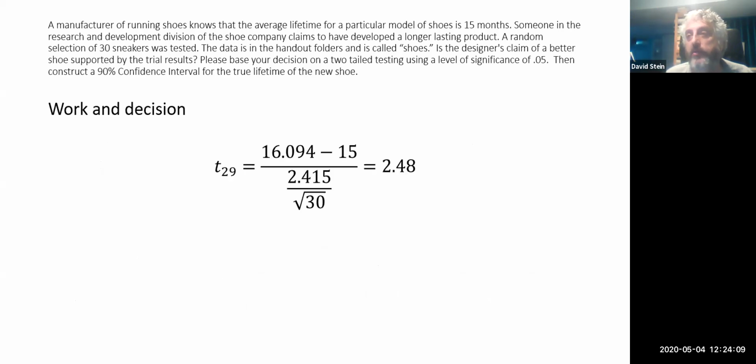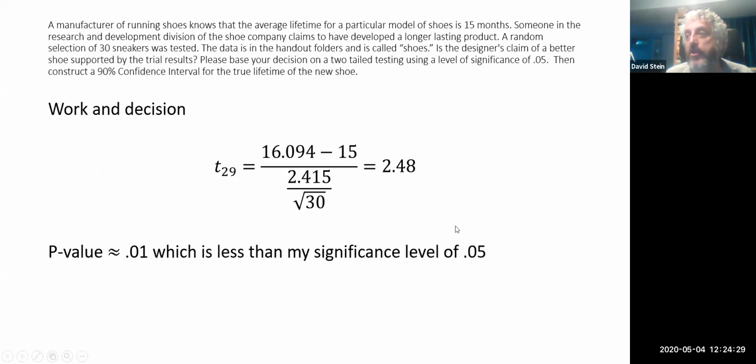Here's my work. X bar minus the hypothesized mean of 15, a t-score of standard deviation of 2.415 over root 30. I got 2.48, 29 degrees of freedom because n was 30. I got a p-value of 0.01. I didn't need to double that because I'm doing a one-tailed test, but anyway, it's quite a bit less than my significance level. So I'm going to reject the null hypothesis.